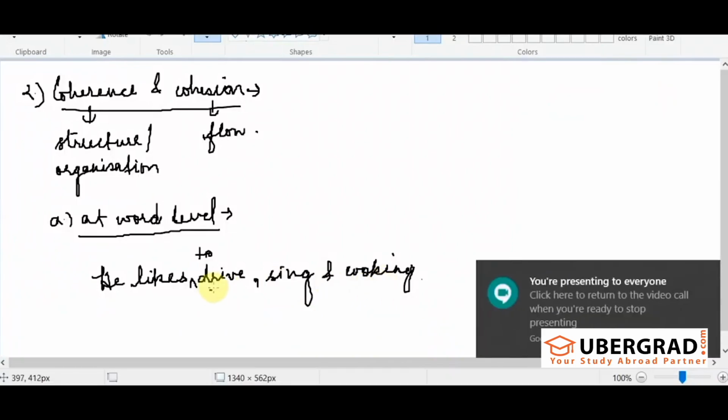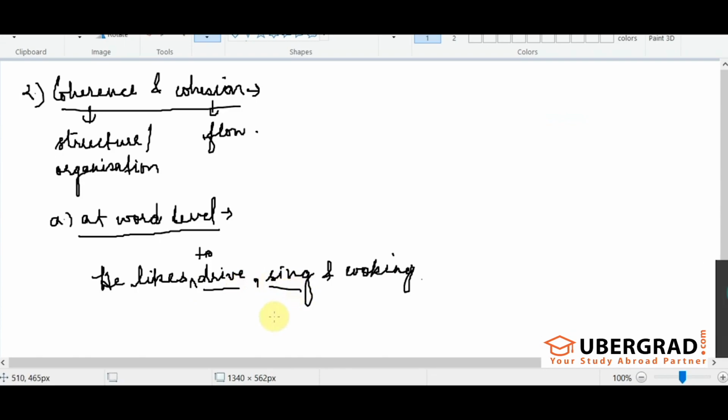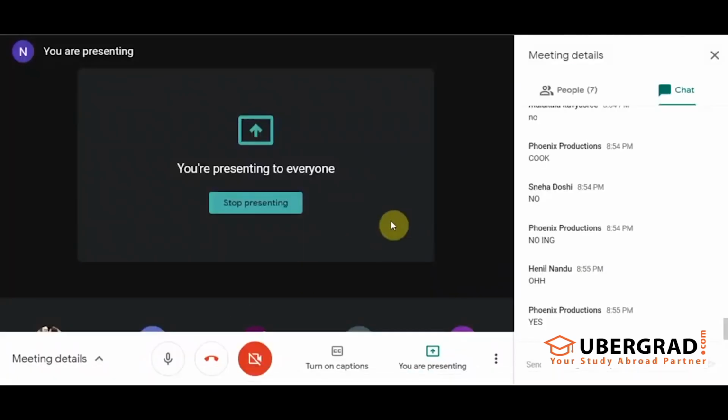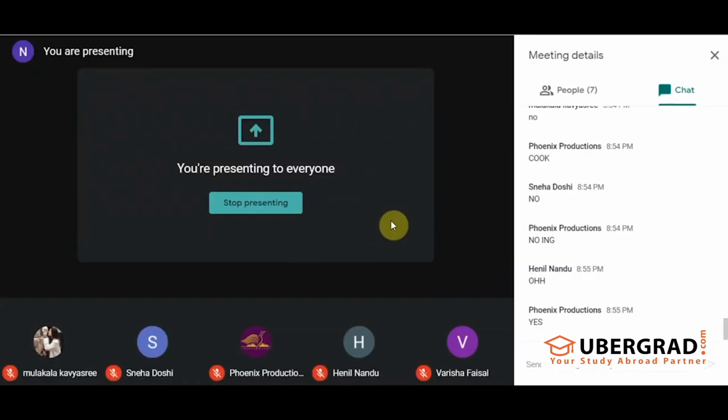Because I have written two of the verbs over here in simple present or in the base form, drive, sing, whereas this is in the ing form. Okay. So this sentence can be written in two ways. We can either write he likes to drive, sing and cook, or we should write he likes singing, driving and cooking, right? Either all of them should be in the ing form or all of them should be in the simple present form, right? It should not be a mixture of both.